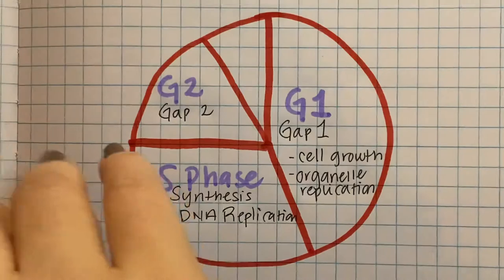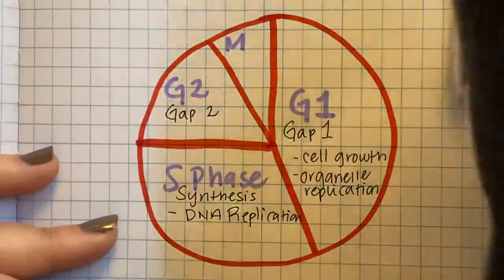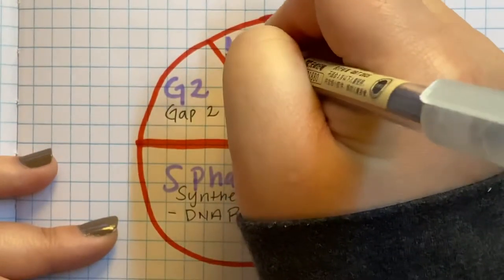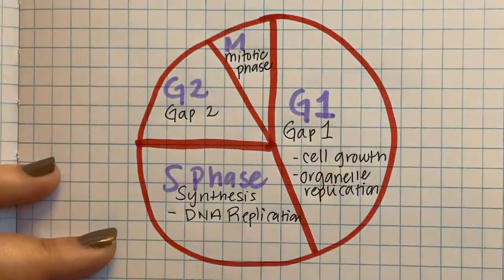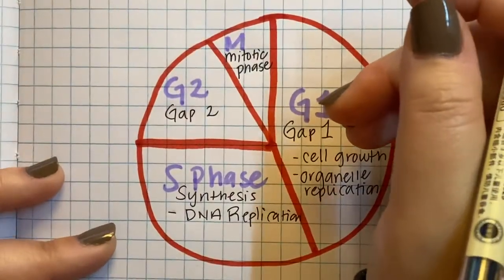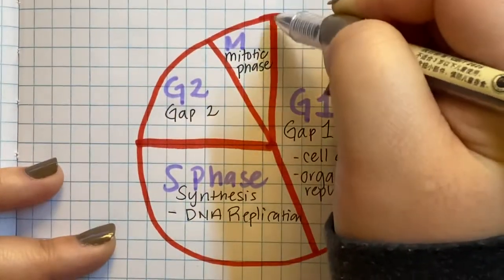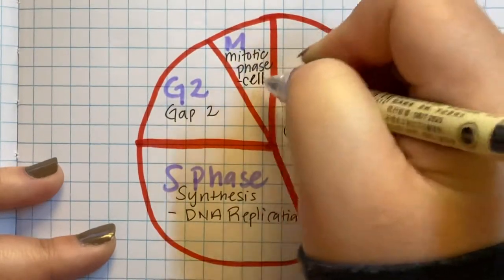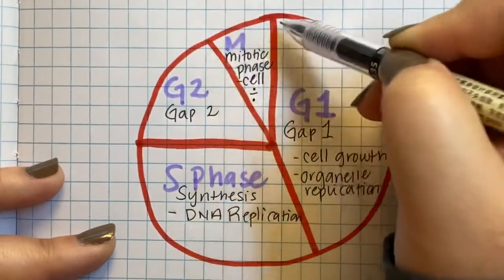The last phase is called the M phase. And the M stands for the mitotic phase. The mitotic phase is the fastest phase. Once a cell enters, it will quickly run through mitosis. I think it takes 24 hours. And then the cell will have divided. So the mitotic phase is when cell division occurs. I'm gonna put the dividing symbol because I'm running out of room. So cell division will occur here.